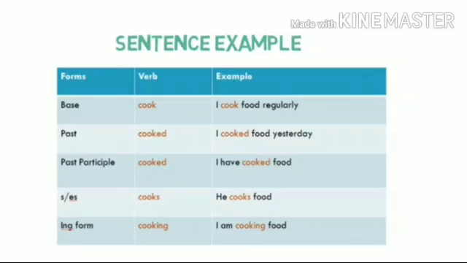S or es form. S or es form of cook is cooks. We add s. And the example of it is he cooks food. And the last one, ing form of cook is cooking. And the example is I am cooking food. Okay, I hope it's clear now. We'll learn more about it when we learn about tenses.